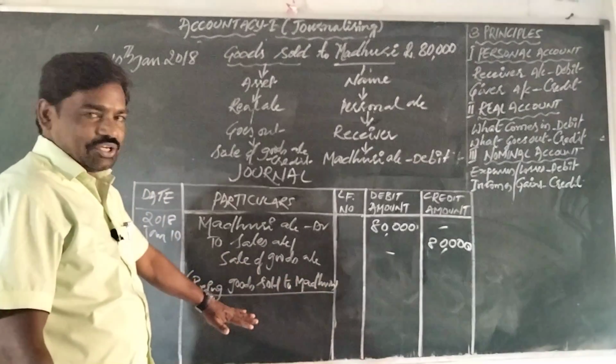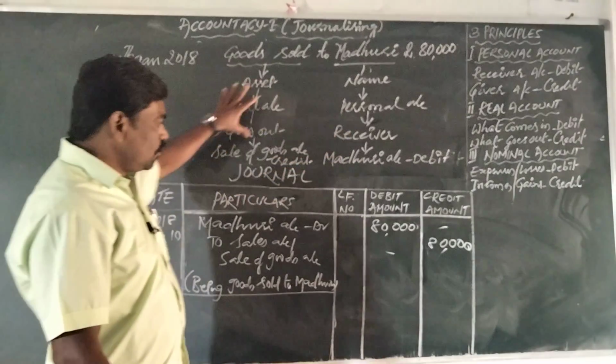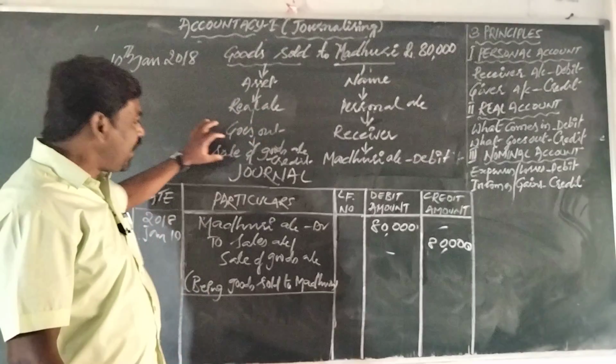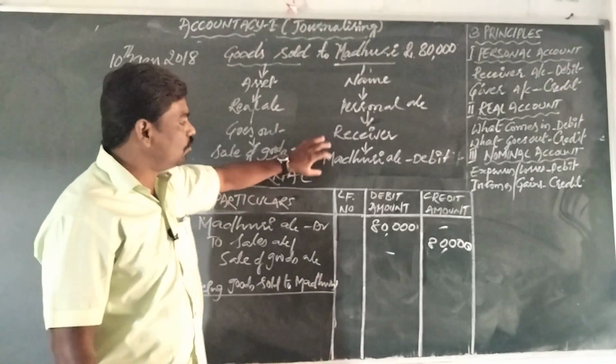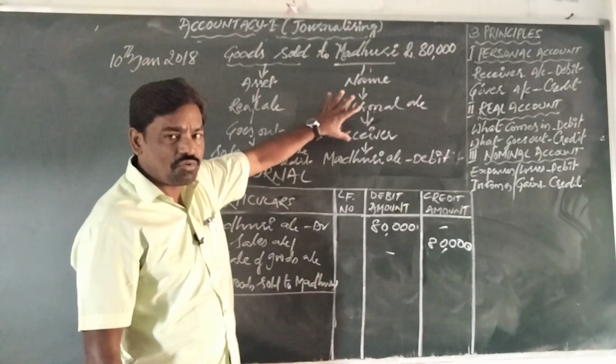This is the narration. This entire process you can think in your mind. Last, after finding the debit account and credit account, these two items you can write in the journal. This process should happen in your mind.